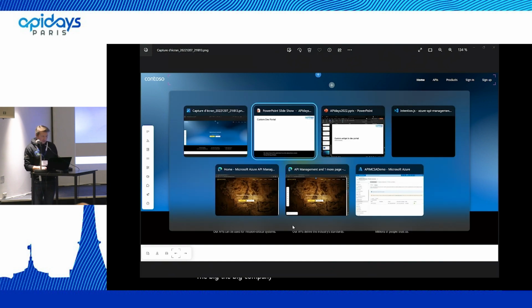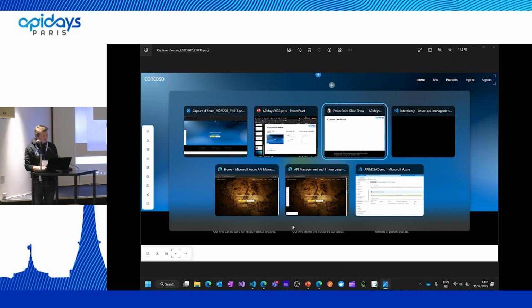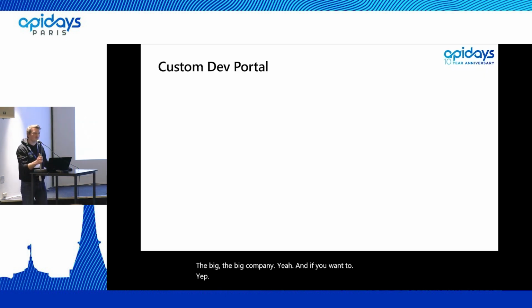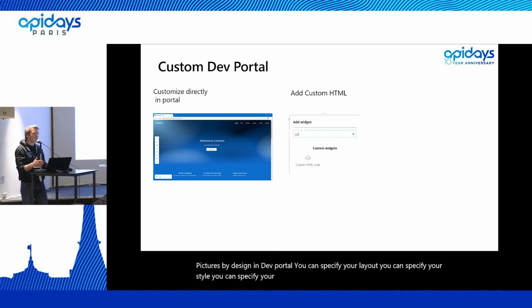If you want to customize your dev portal, you can do four things. First, you can just use the features by design in the Dev Portal. You can specify your layout, you can specify your style, you can create your pages based on your layout, etc. I can show you if you want.